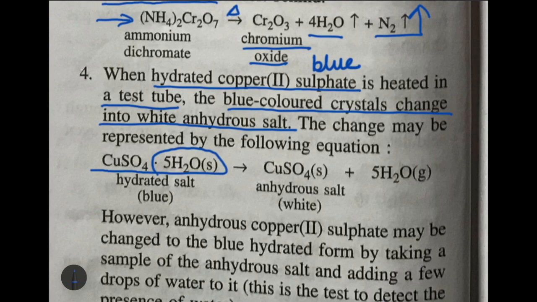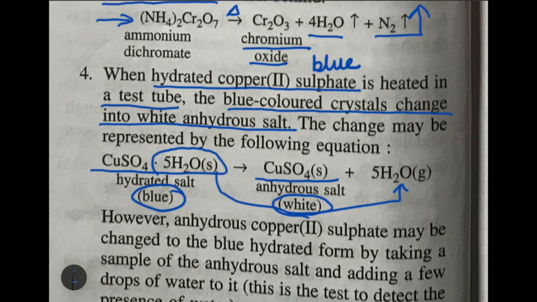So when we heat hydrated copper sulfate, what will happen? The water will evaporate off. You can see here the water evaporates off the 5 molecules, and only copper sulfate remains dry. It does not have the 5 molecules of water. So if it is dry, it is white in color. If it has 5 molecules of water, then it is blue in color.